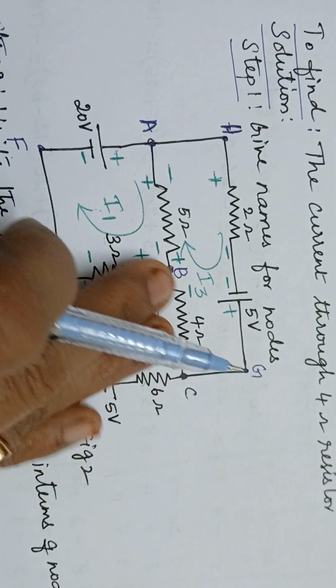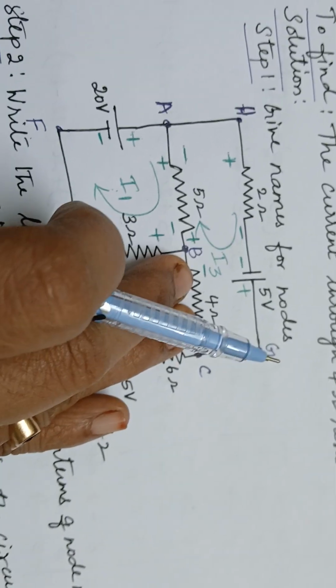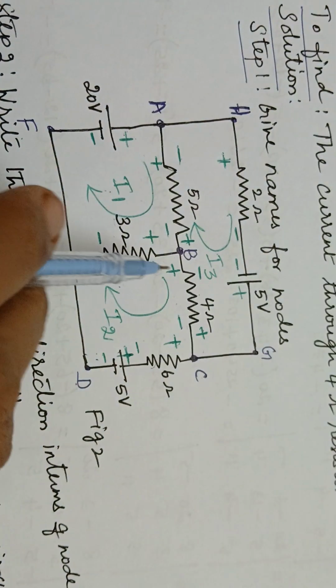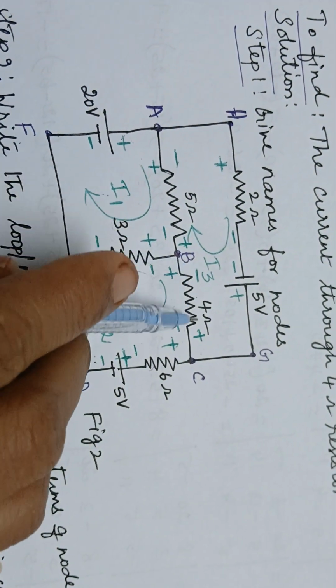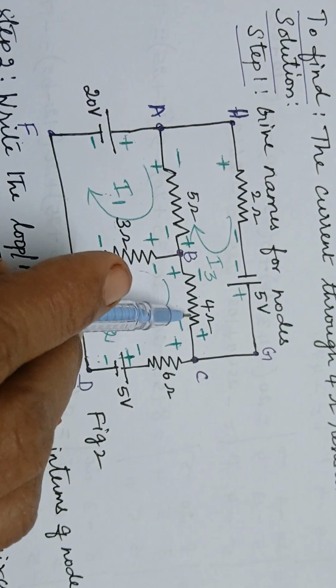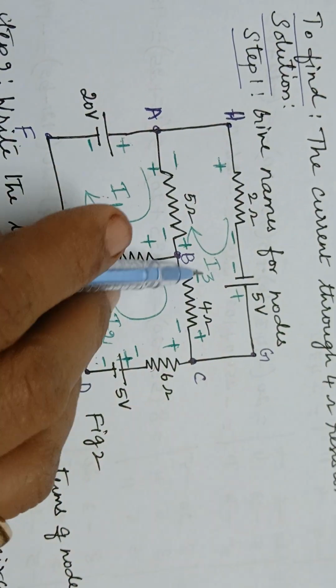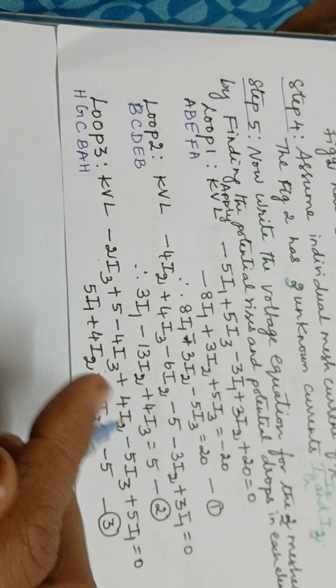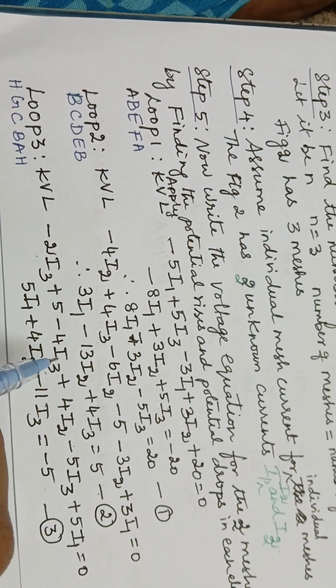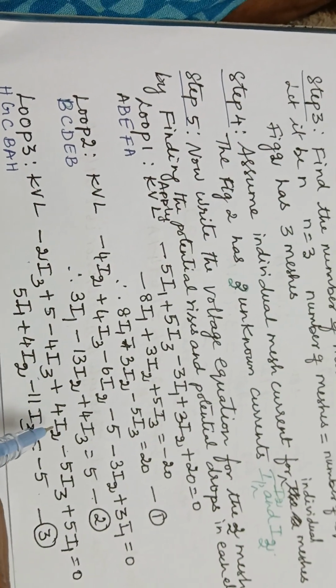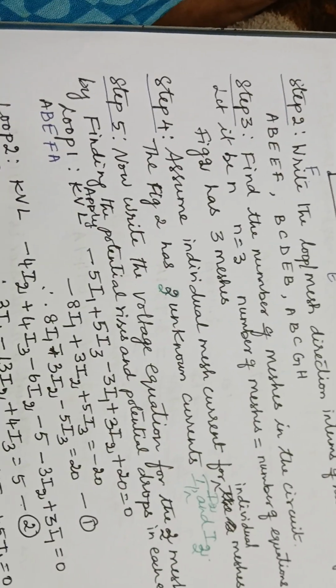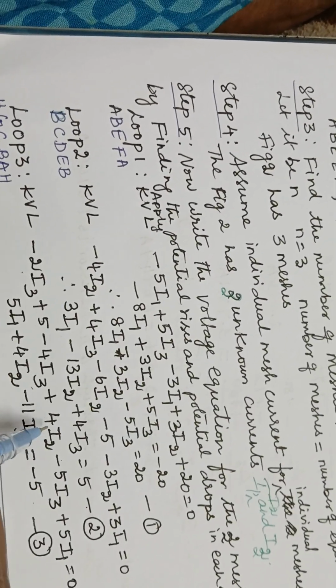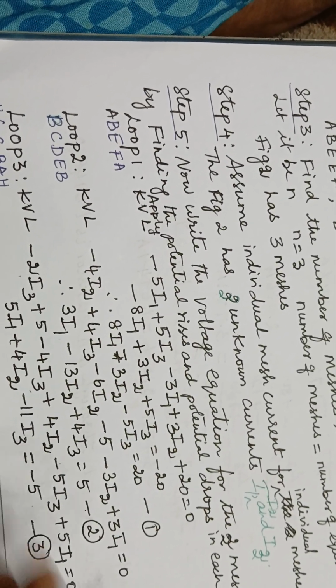Okay, I won't consider this plus minus, but the current here is in this direction, that is I2 is coming like this. So it is minus to plus, and I am writing it as plus, plus 4 into I2.